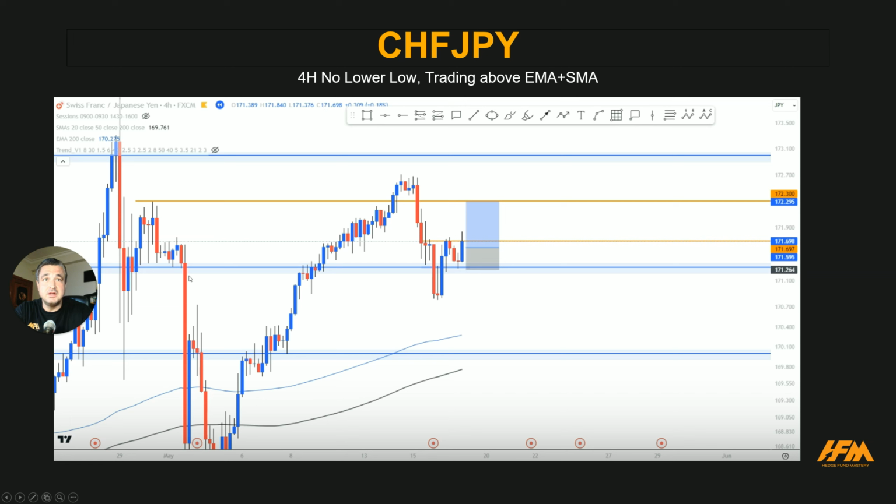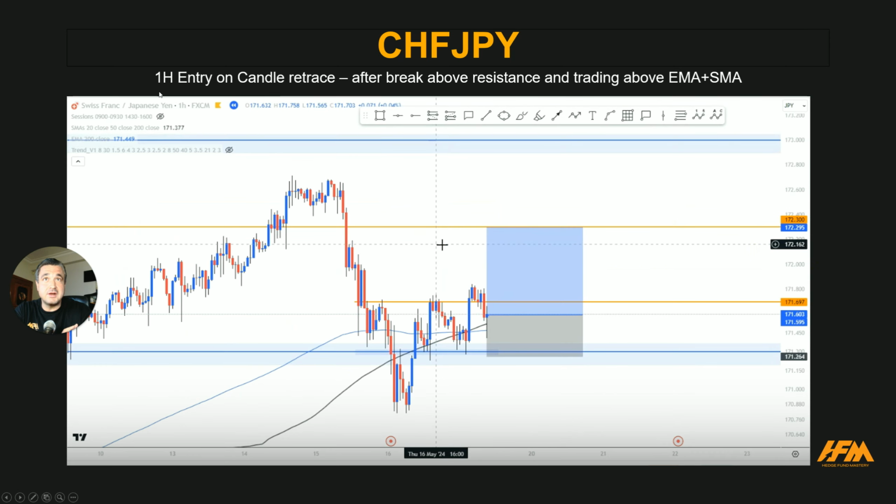Even on the 4 hour, you can see we did not have a lower low. This level here was respected, or this zone. I talked also about why I use zones and not levels. We also saw that on the 4 hour chart, the price was well trading above the 2 EMA and SMA. I also explained in the other video. So all in all, the setup looked well, right?